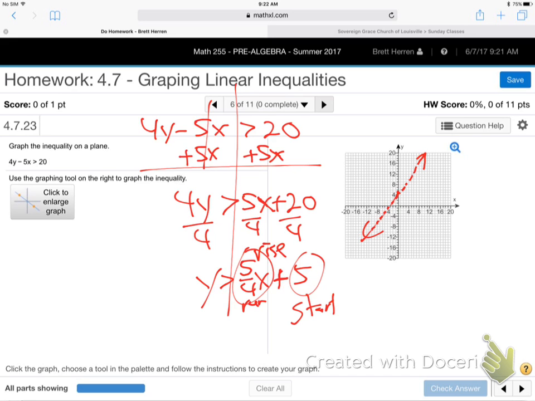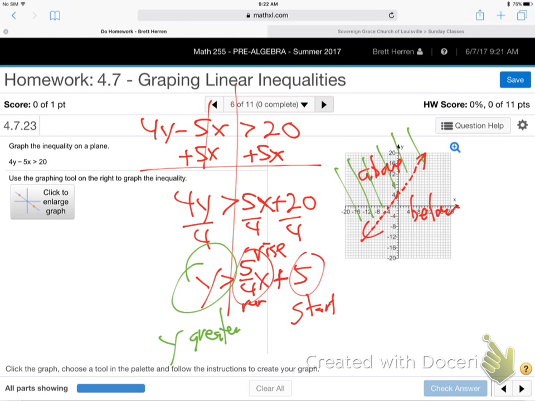Shade which side? This is the side above it, this is the side below it. Which side are we going to shade? What does it say? Looking back to the symbol, y is greater. So shade above. Dotted line, shade above.